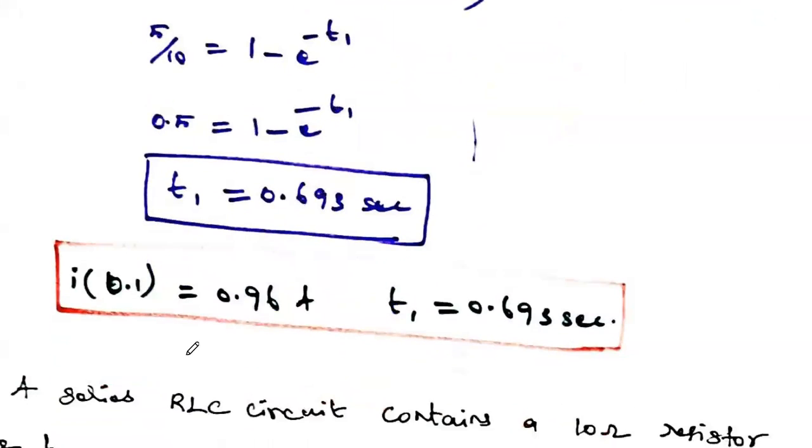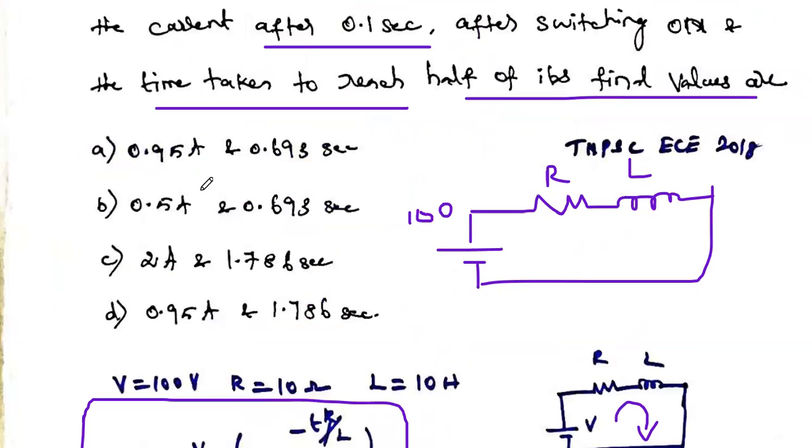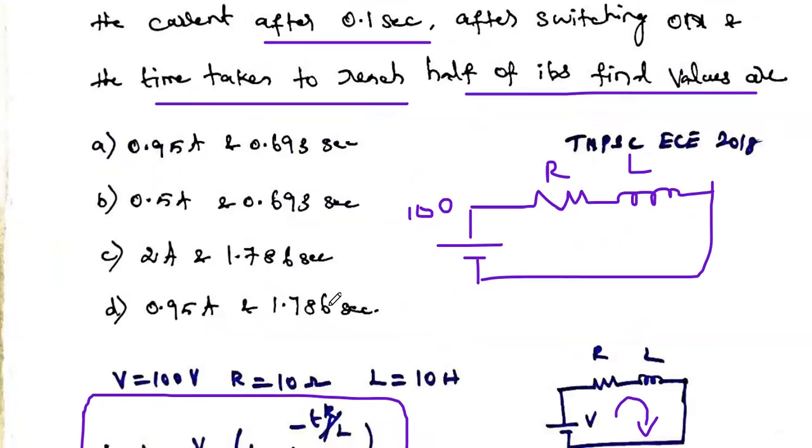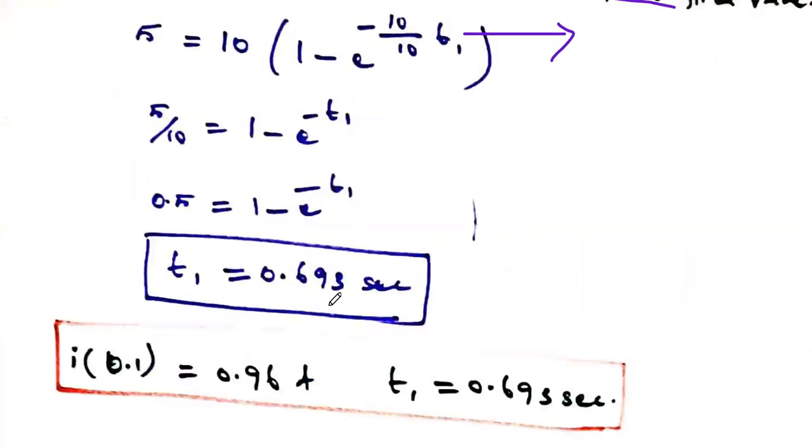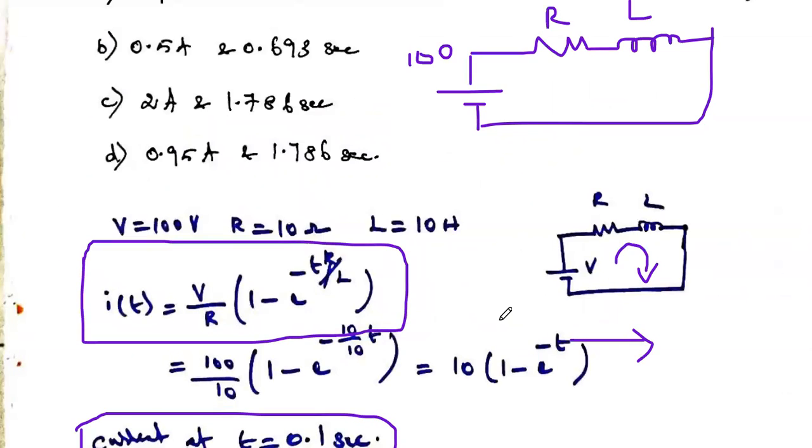Okay, so the final answer is current at time t equal to 0.1 is 0.96 amps and the time taken is 0.693 seconds. Okay, so here you check the options. So the current is 0.96, time is 0.693.